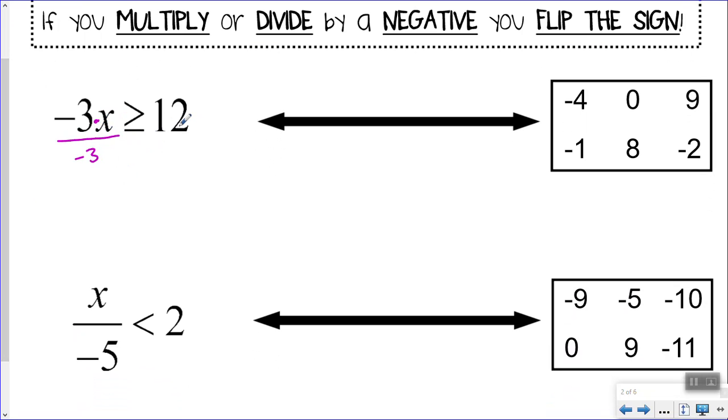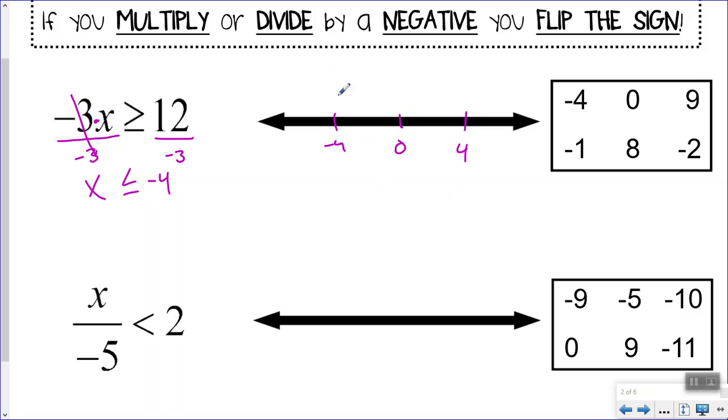So I'm going to divide on both sides by negative 3. As soon as I do that, I know that I'm going to have to flip the sign. So I'm immediately going to flip my inequality symbol around. Now, negative 3 divided by negative 3 is 1. That gives us x. And 12 divided by negative 3 is negative 4. So I'm going to go ahead, get all that on my graph, and I'll be good to go.